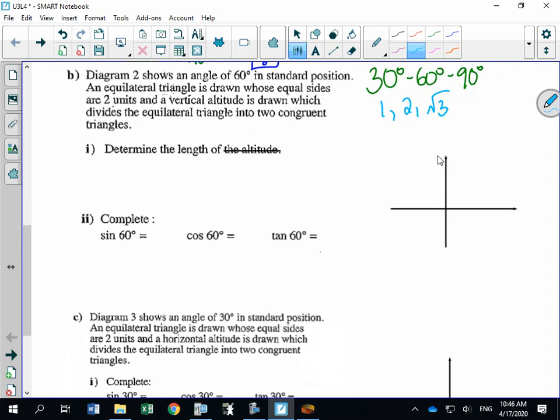Okay? So let's set this triangle up. So they want my angle to be 60 degrees. So draw yourself a Cartesian plane.